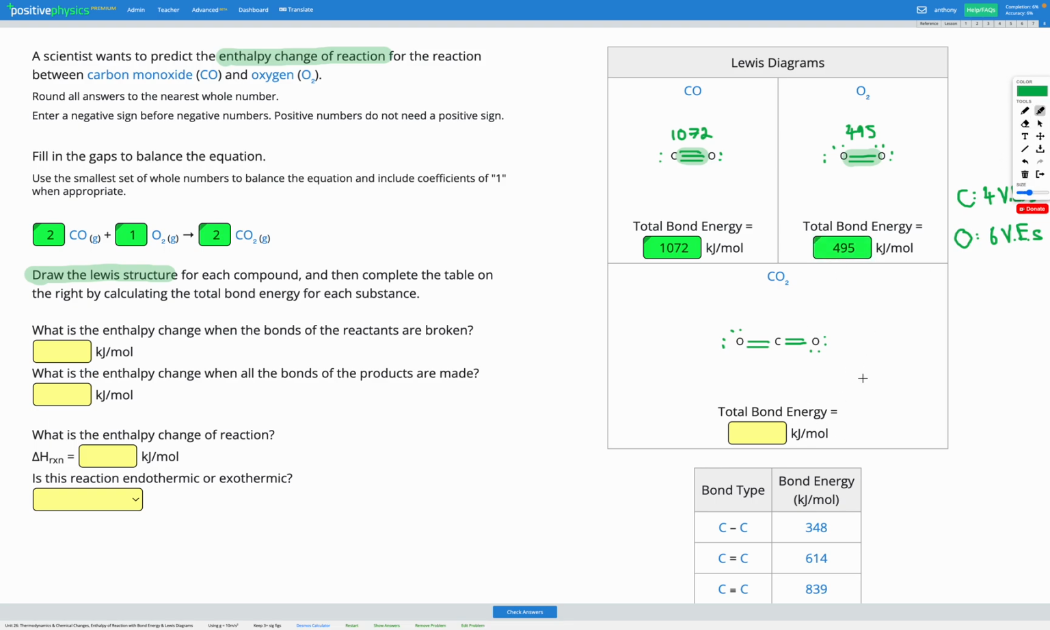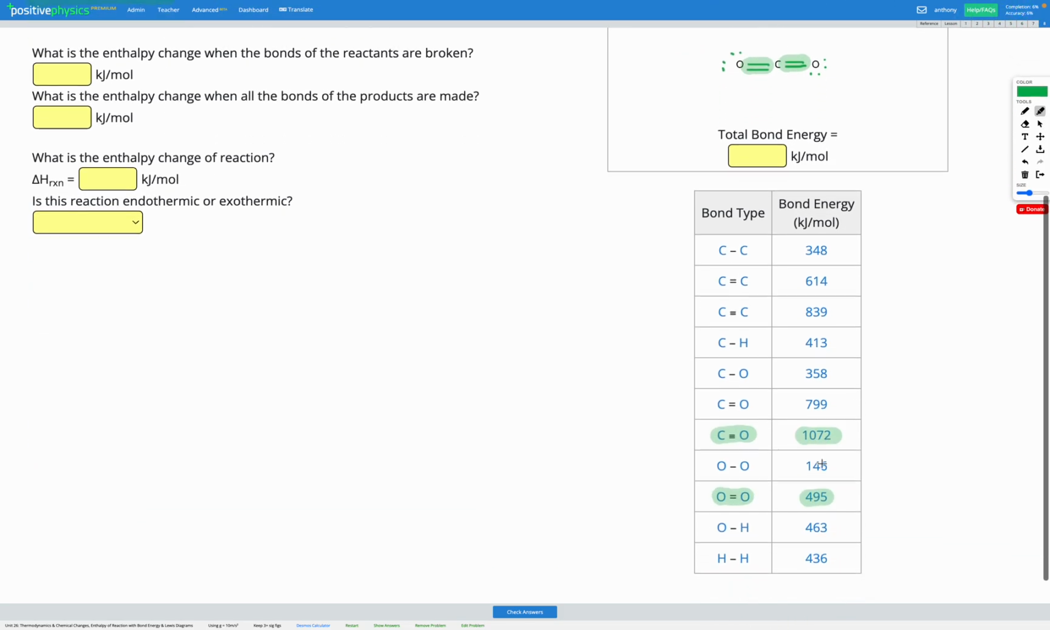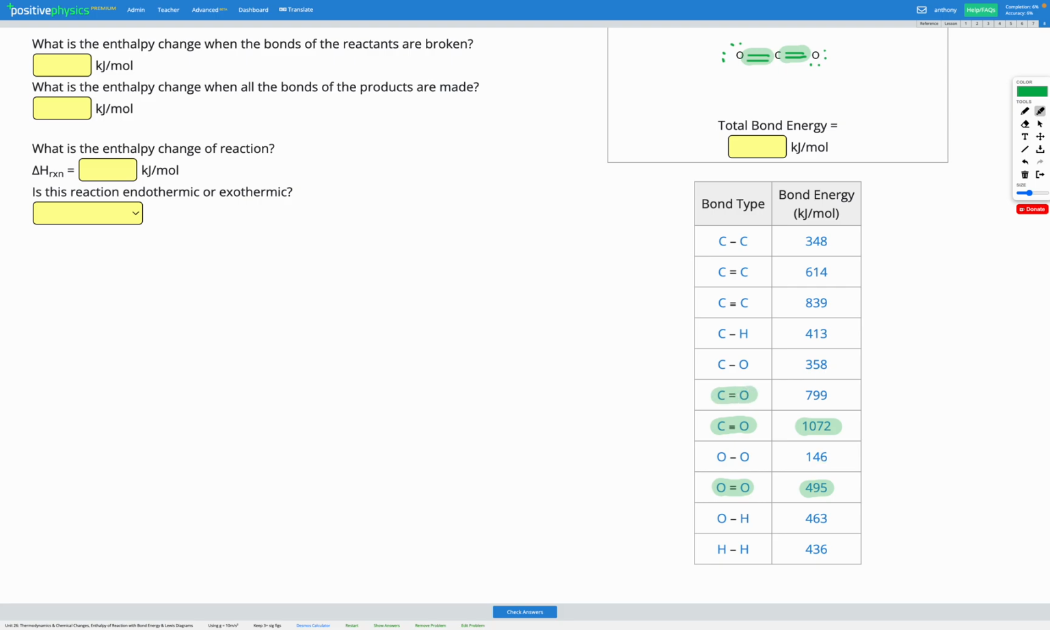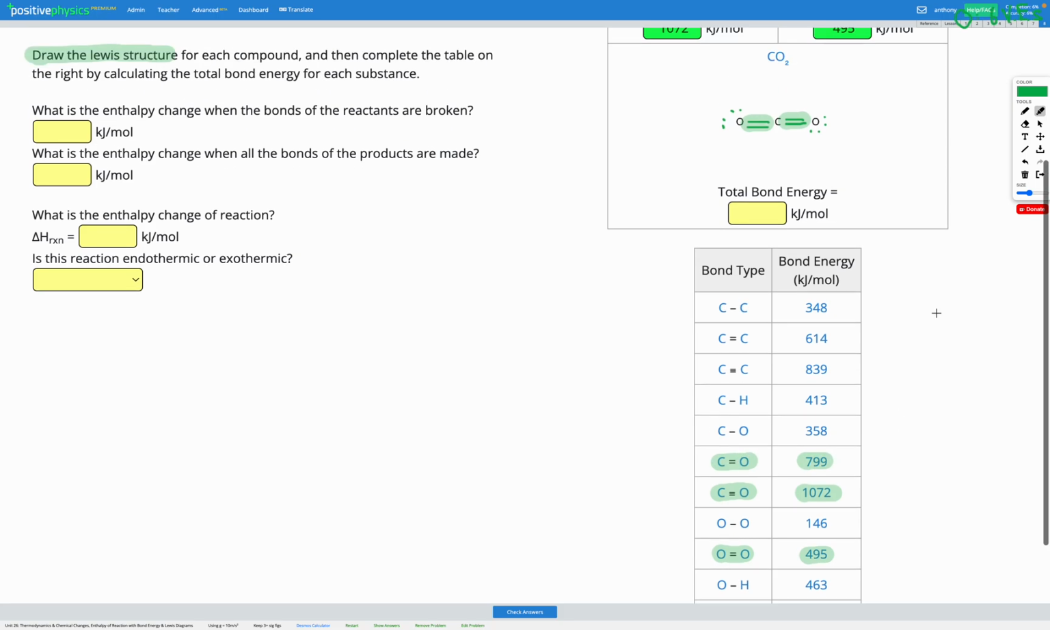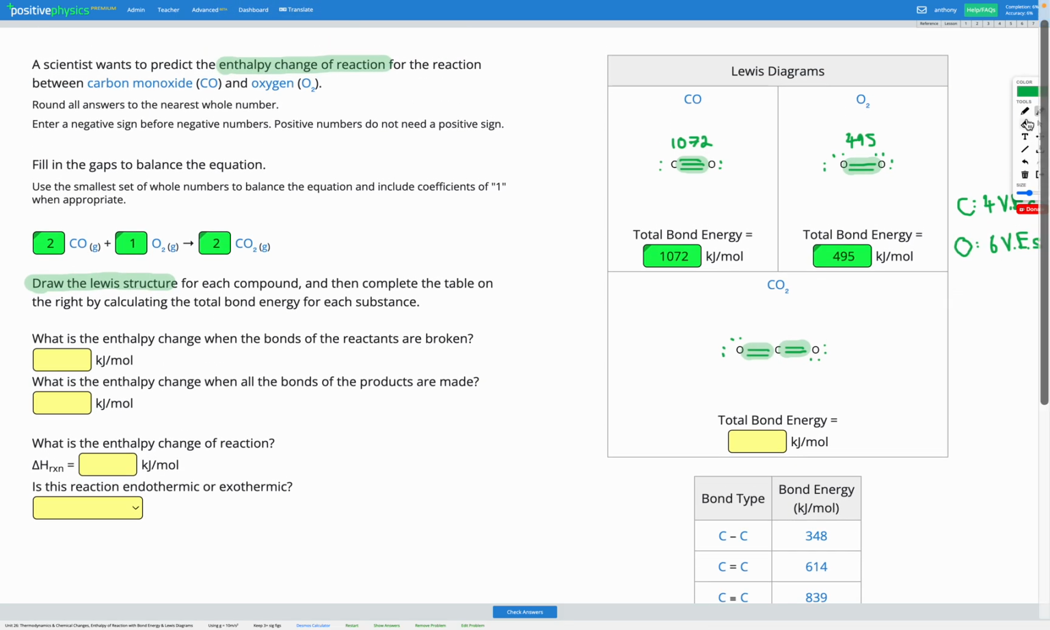Lastly, for carbon dioxide, we've got 2 double carbon-oxygen bonds. Let's find that in the table. There it is. Our carbon-oxygen double bond is 799 kilojoules per mole. So our total bond energy is going to be 2 times 799, which gets us 1,598 kilojoules per mole. So we can go ahead and fill that in an answer box here. Awesome. Okay, so we know the total bond energy for each of our compounds.